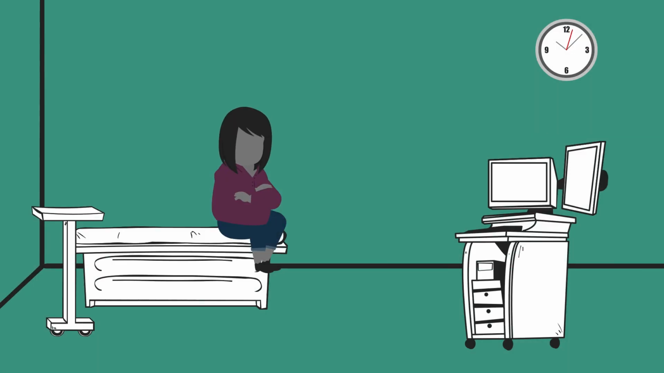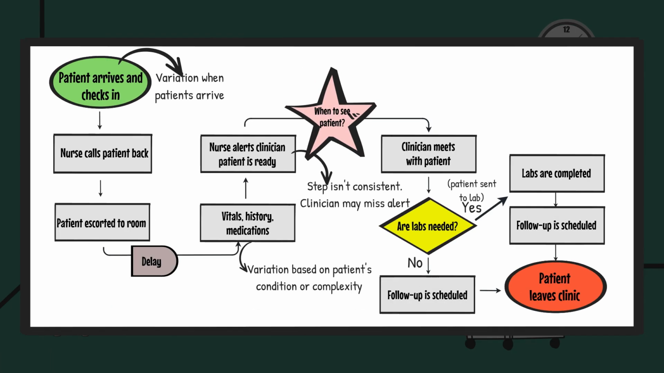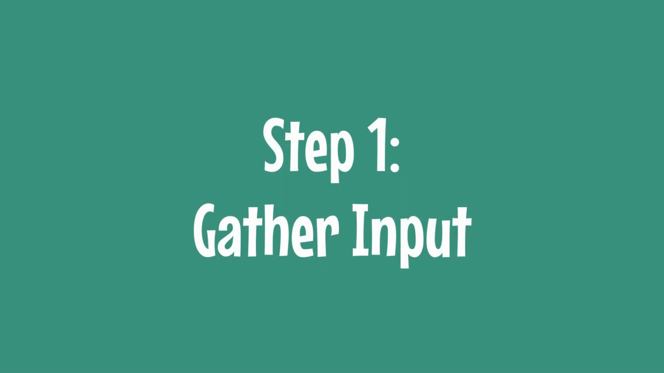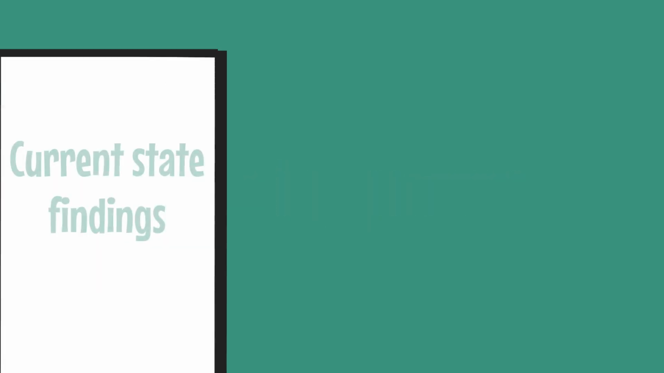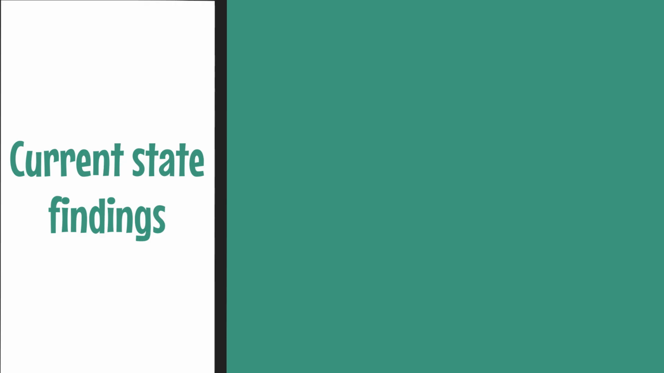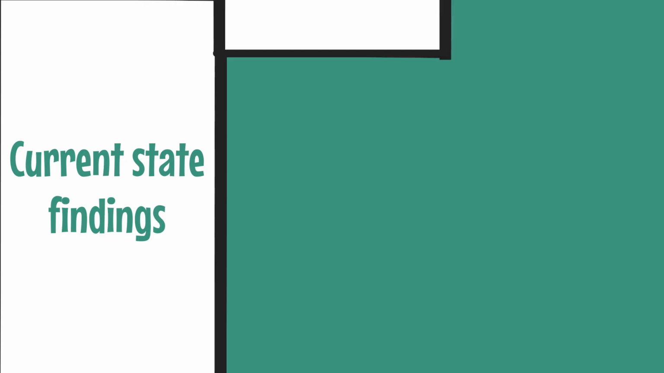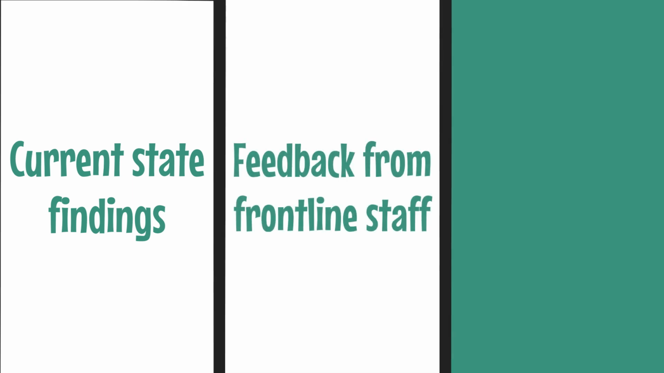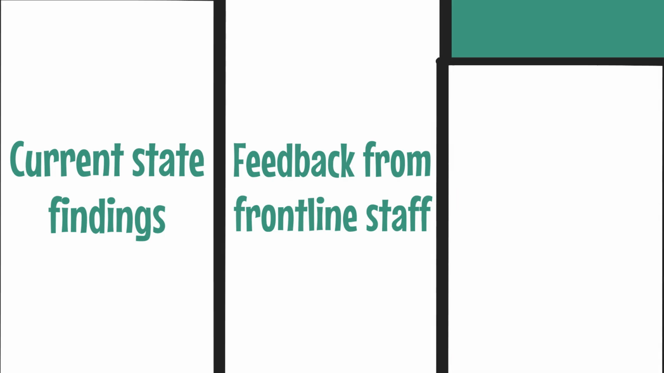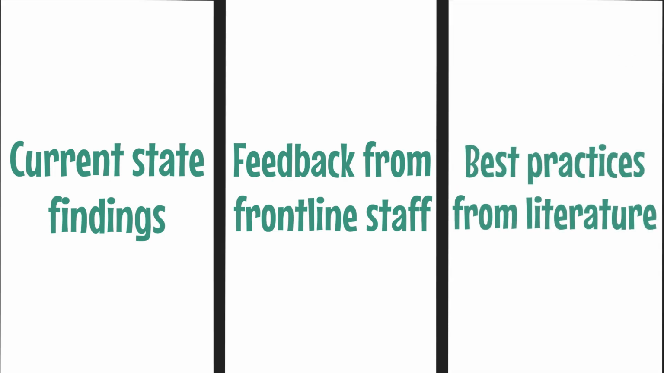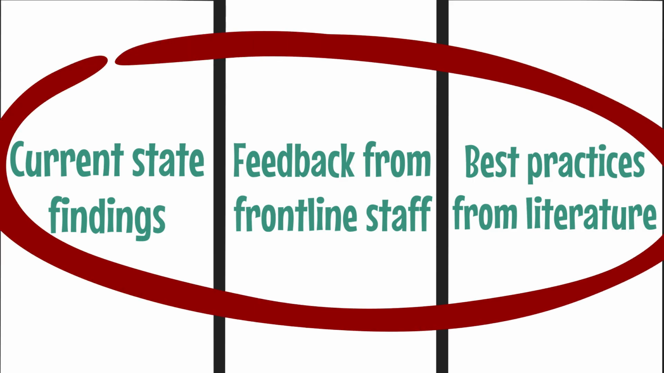Let's return to our clinic example, where patients reported long appointment times. After reviewing your current state process map, your team decides to design a better version of the workflow. Here's how to begin. Step 1. Gather input. Start with 3 key sources: your current state findings. Where are the gaps, delays, or inconsistencies? Feedback from frontline staff. What do they think could improve the process? Best practices from the literature. What has worked well elsewhere? Together, these inputs give your team a strong foundation for redesign.